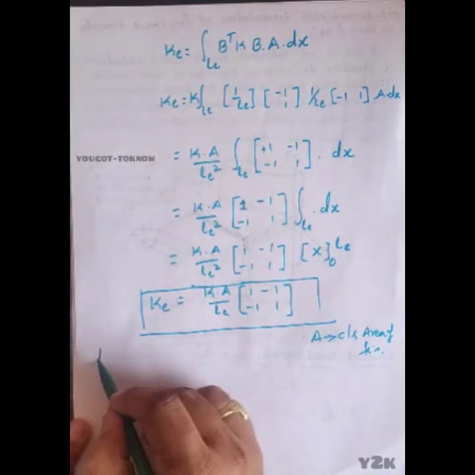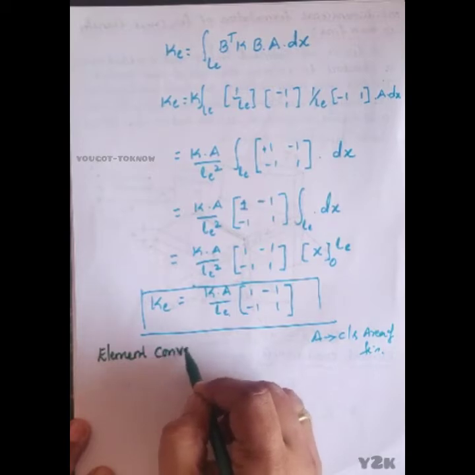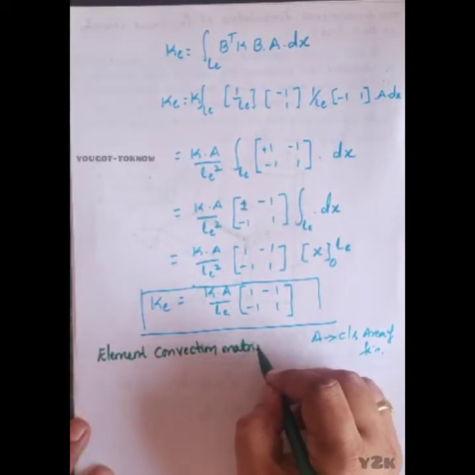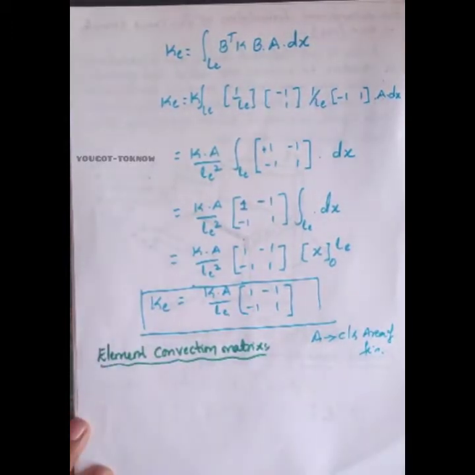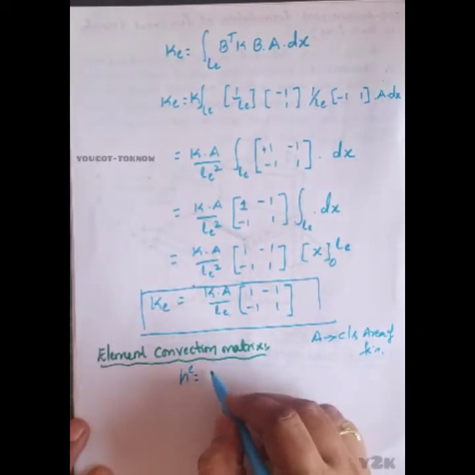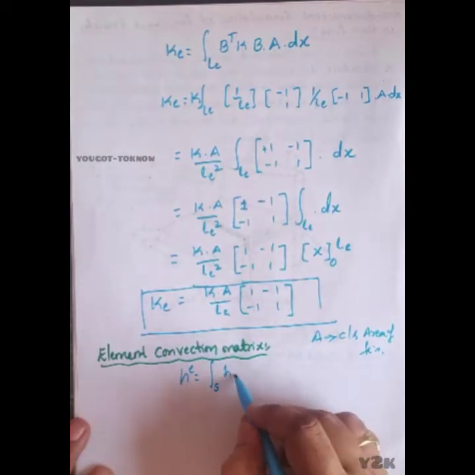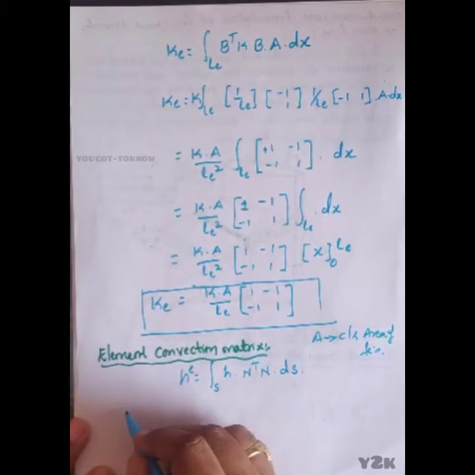Apart from this, what is the next thing you want to calculate? The element convection matrix is required. Because the fin is exposed to the atmosphere, convection will be there, and the convection matrix will come into the picture. How do we determine the convection matrix? We have already discussed this. HE will be equal to the integral of H into N transpose N into ds, where ds is nothing but the surface, since it is an exposed surface.